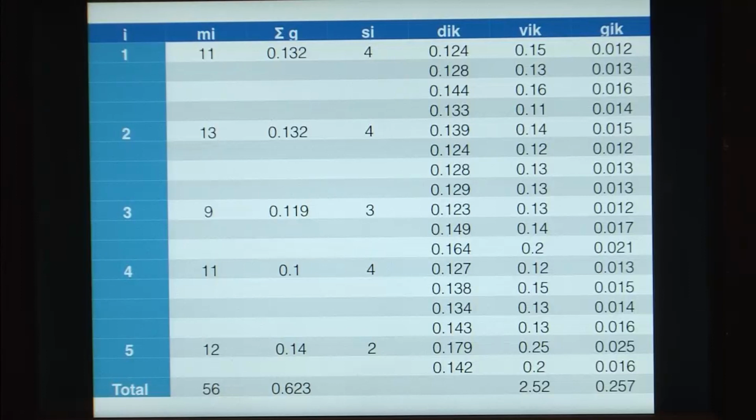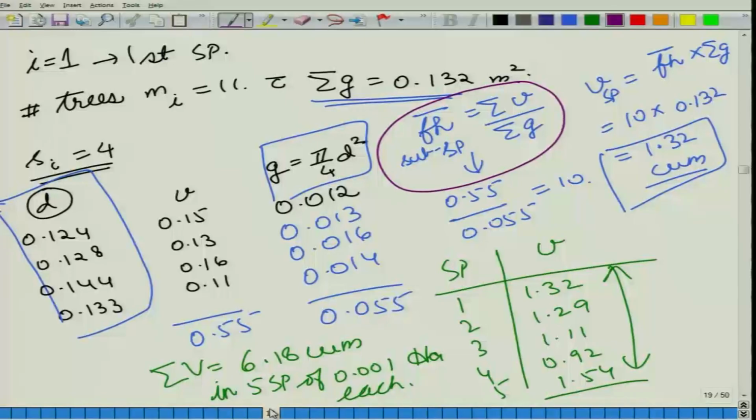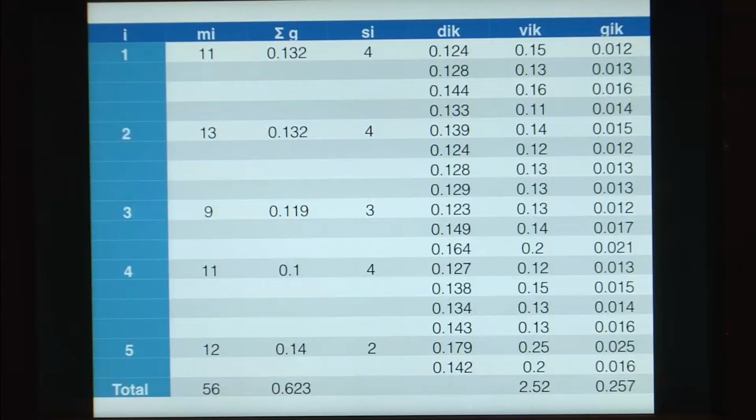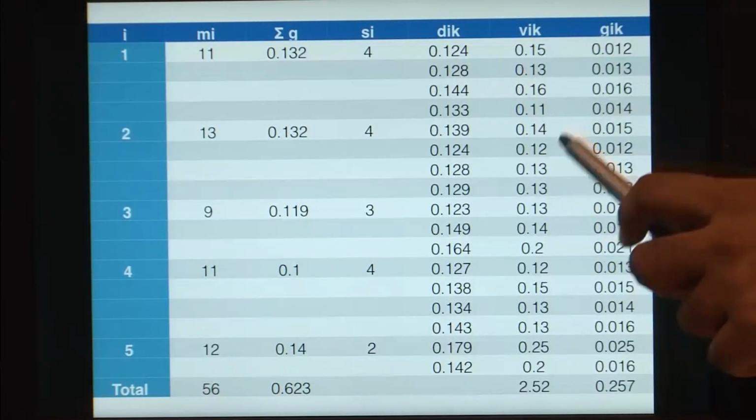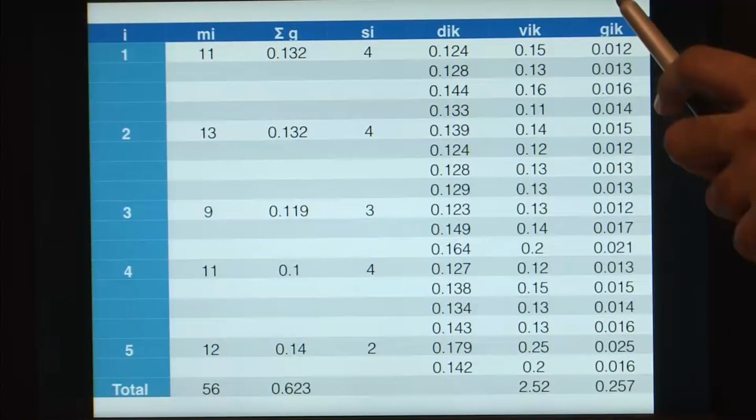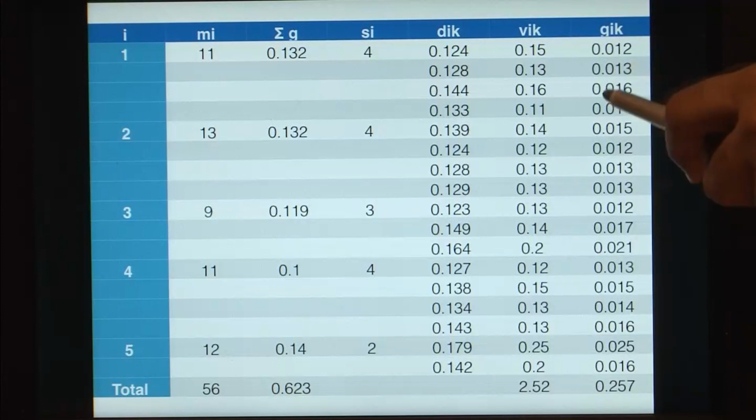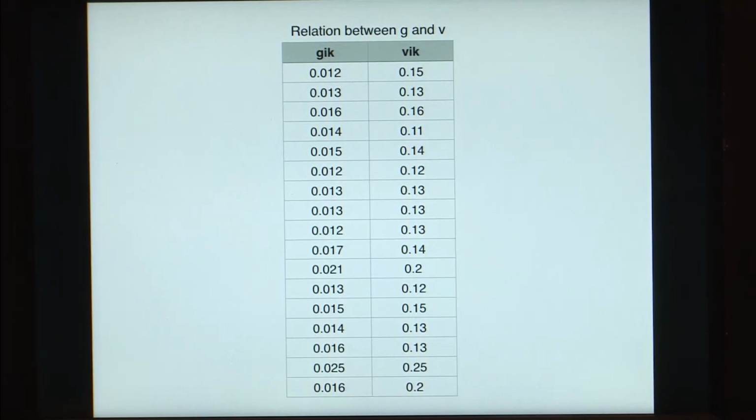If we go to the tablet once again, these are the values that we had computed for the first sample plot: 0.012, so 12, 13, 16 and 14. Coming back to the slides, these are the values that we have written here, and similarly we have done it for all the other trees as well. For all of these diameters we have computed the basal area. Now we are given the volumes of these trees and the basal areas of these trees. So, how do we now compute the regression equation? We need to find out a regression equation between both of these variables, the GIK and the VIK.